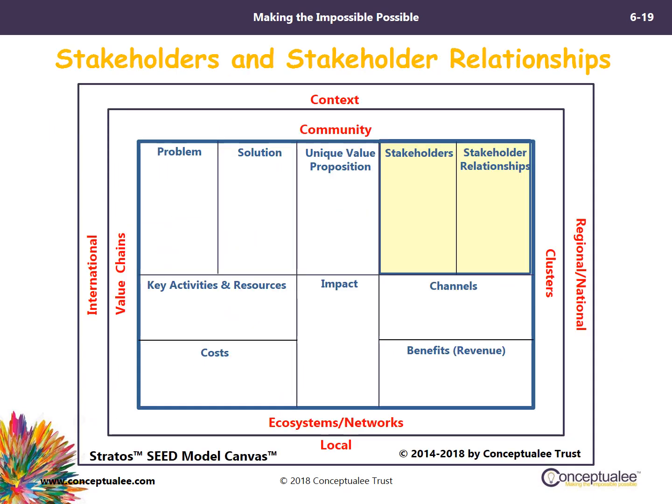So again, we're going to do an activity, and this time you're going to focus on the stakeholders and stakeholder relationships sections or components of the seed model canvas. At this point, we're going to skip over the unique value proposition component. The unique value proposition and impact are typically done last after you've worked out the other pieces, and then you focus on those two central components.